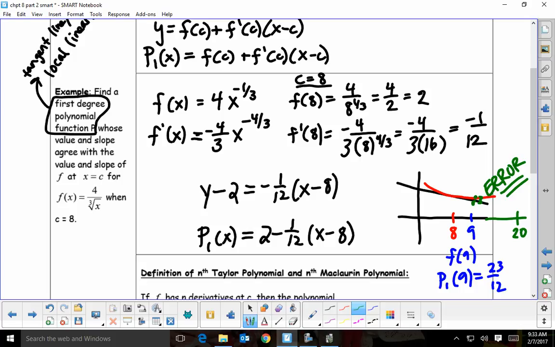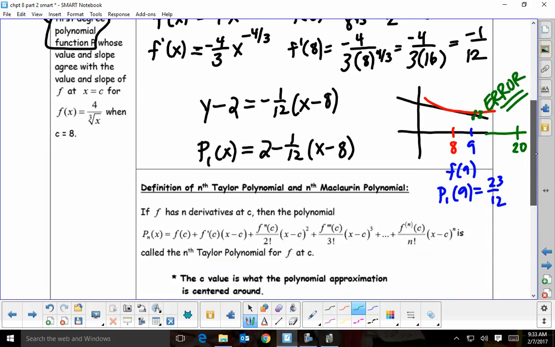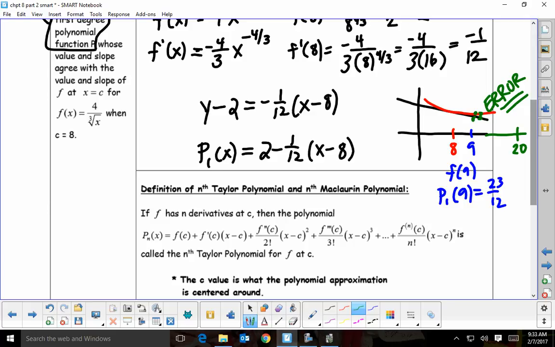What would be something that I could center it around? I think the cube root of 27, I guess, would be a little closer, that we could actually find the values of. But that's going to be that error. Guess how I can make the graph of the polynomial become an even better approximation?